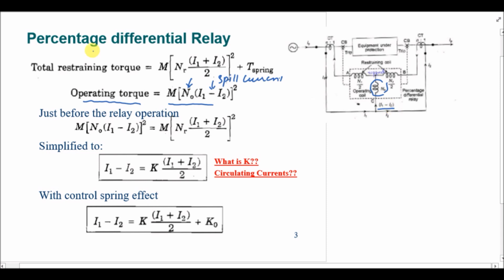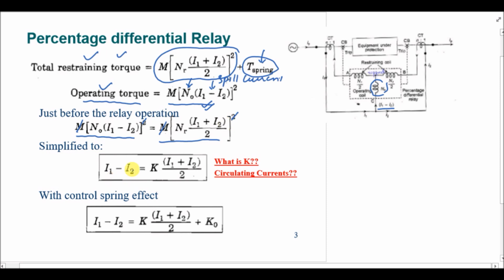So one is the restraining torque, that is the summation of the torque of the restraining coil plus the spring torque, and the other one is the operating torque, and the operating torque is dependent on the spill current. And just before the operation of the relay, the operating torque should be equal to the restraining torque. We are neglecting the spring torque right now, and we can cancel these m and squares.